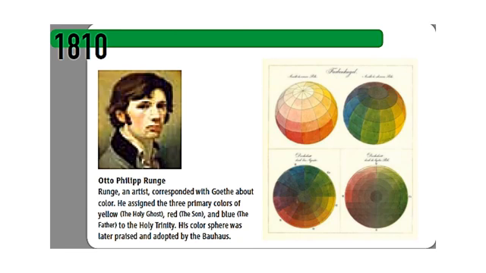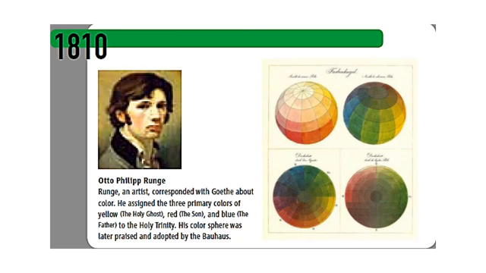In the same era as Goethe, another artist, Otto Philipp Runge, corresponded with Goethe about color, and it is a popular belief that he assigned the 3 primary colors of yellow, red, and blue to the famous Christian concept of the Holy Trinity. His color sphere was later praised and adopted by the Bauhaus. Bauhaus is a famous art school in Germany.